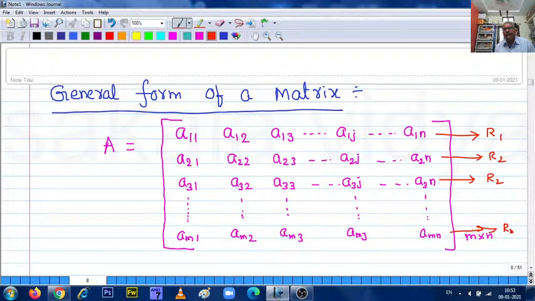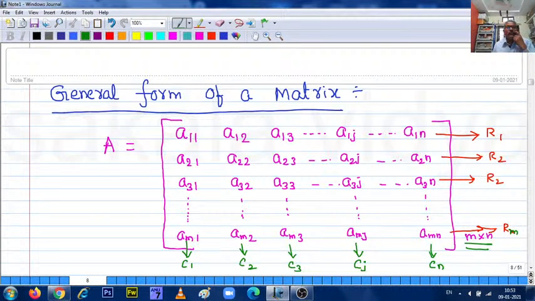Row M. How many columns? This is first column. This is second column. This is third column. This is actually jth column, C_J. This is nth column, C_N. There are n columns and m rows. This is m by n matrix. This is called general form of a matrix.